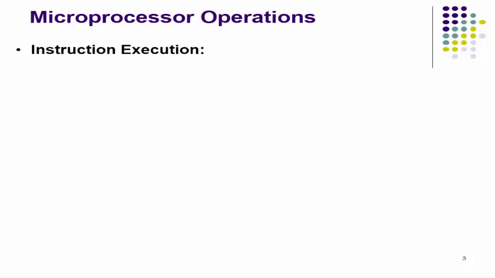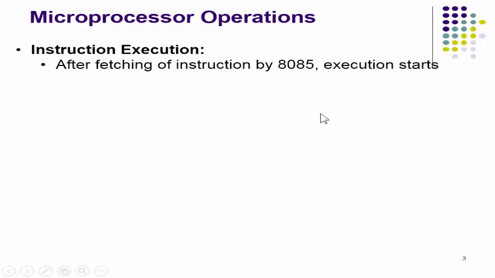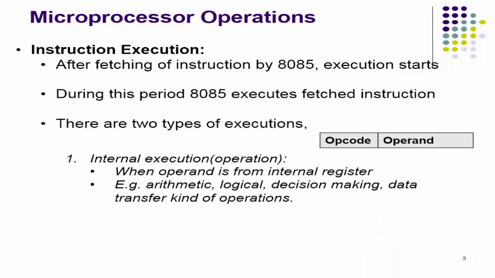Then, the next thing during the operation is the instruction execution. After fetching the opcode from the memory, the execution of the instruction starts. There are two types of execution mainly observed in a microprocessor. The first one is the internal execution or internal operation, where two things need to be considered.